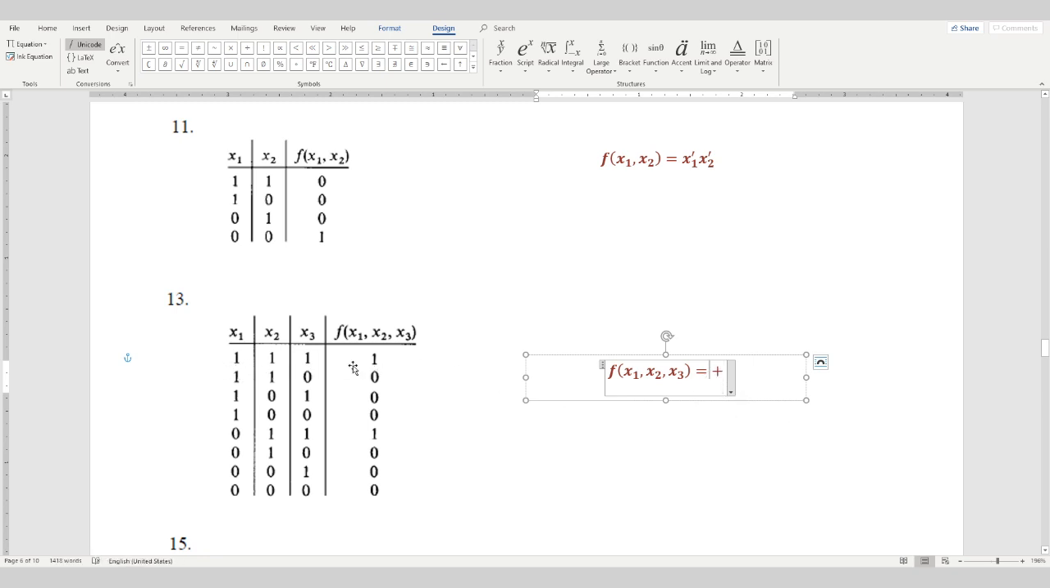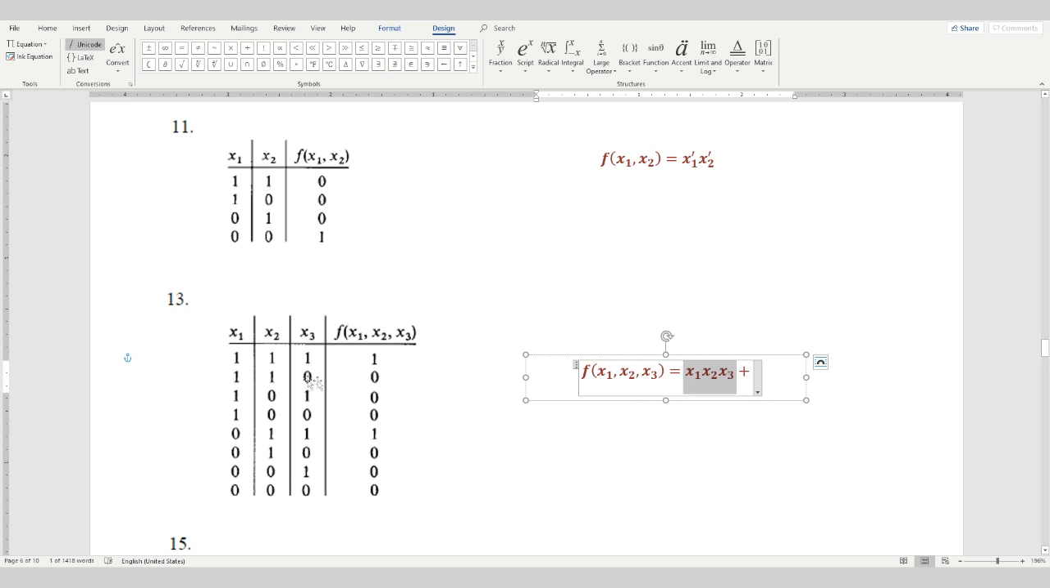But the first term should focus on this 1 here, which should happen when all 3 of the inputs are 1. So when all 3 of the inputs are 1, we get a 1. And because all 3 of these are true, we can just go with the standard x1 times x2 times x3. If all 3 of those inputs are 1, then the product of all of them is going to be 1.